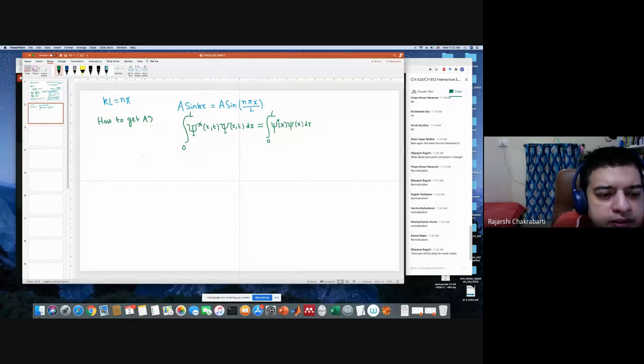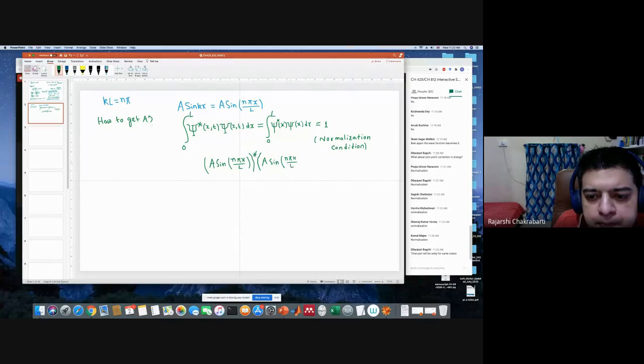Okay, so if I do this integration, what I'm going to get now? This is very obvious, because this has to be equal to 1. This is the normalization condition. And what I'm going to get here is something like a sin n pi x by L. I have to take the complex conjugate of this multiplied with itself, integrate it from 0 to L, and this should be equal to 1.